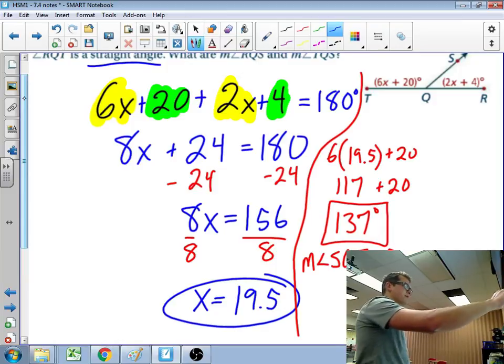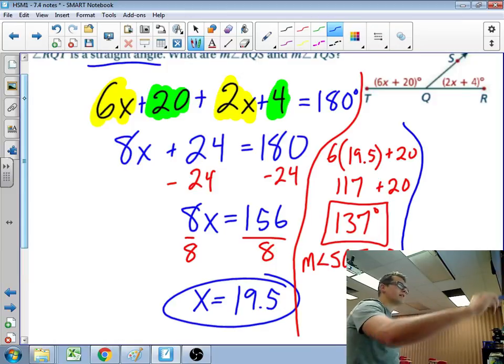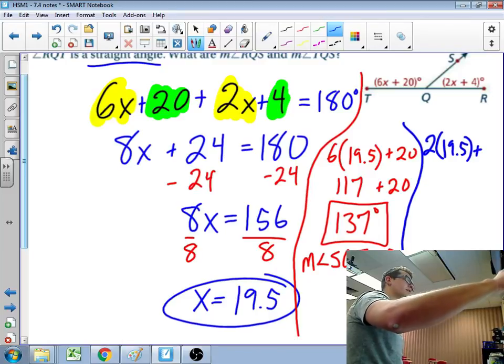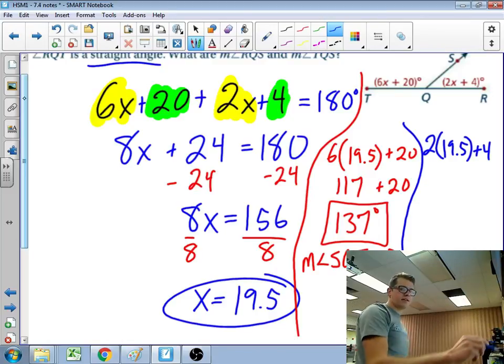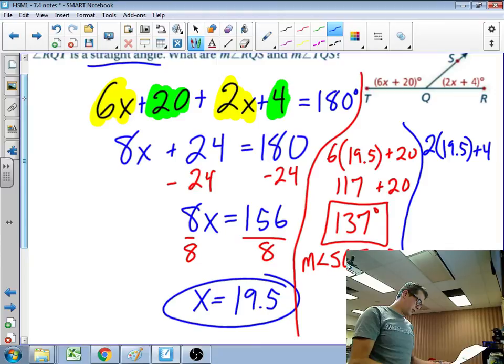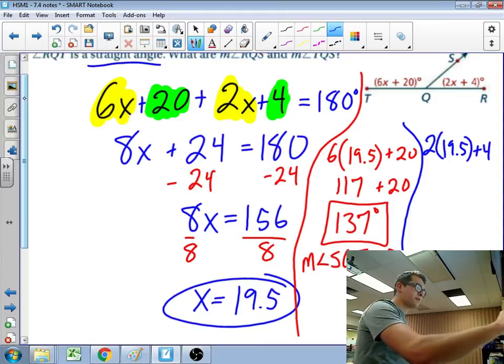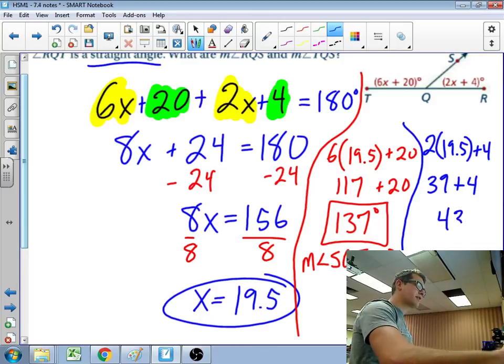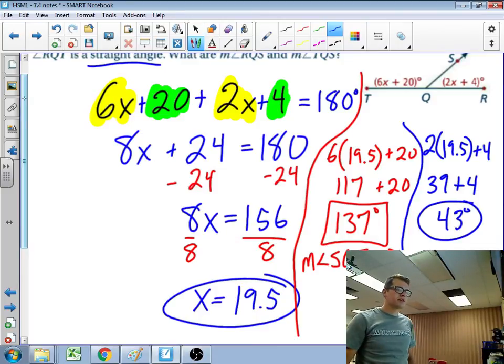And we'll see if I have enough space over here. 2 times 19.5 plus 4. Then we do that multiplication. 2 times 19.5 gives me 39. I add the 4 with it and get 43 degrees. And when I look at adding 137 plus 43, it does sum to 180. So we know that that is correct. And this is the measure of angle SQR.